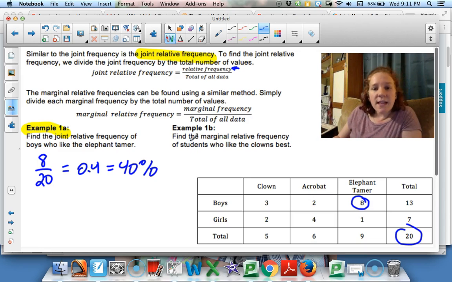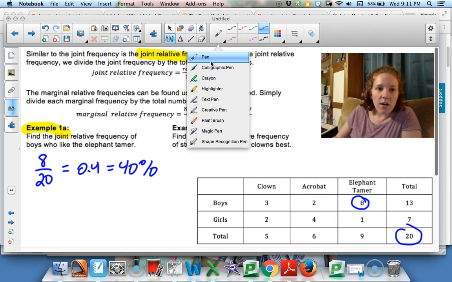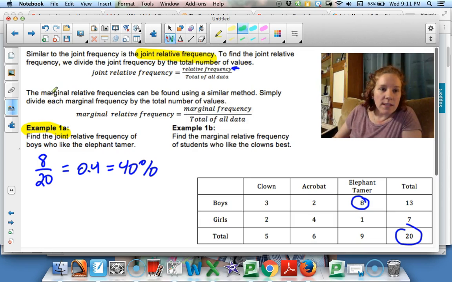All right, the second thing we're going to talk about is marginal relative frequencies. Marginal relative frequencies can be found in a similar way, but now we're looking at an entire category, not just one of those joint frequencies. So we're going to pull a marginal frequency, one of these values that's a subtotal, and compare it to the total data values. So a problem would look like this: a marginal relative frequency of students who like clowns best.